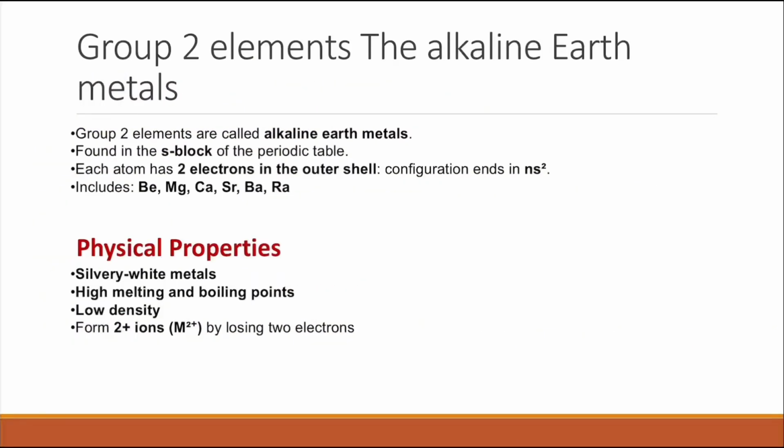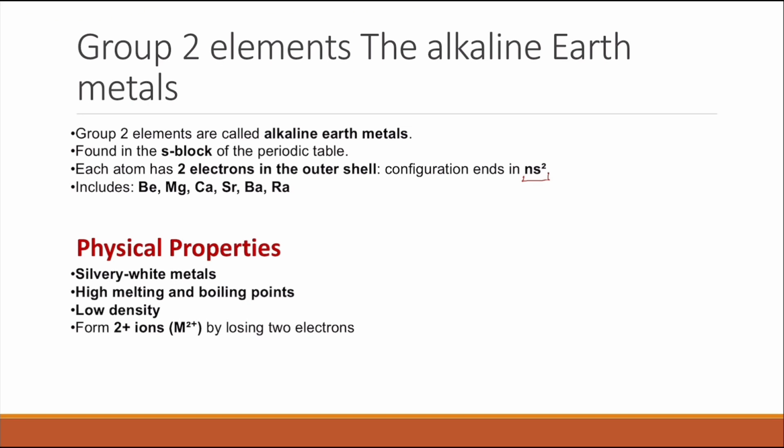storage and transport. Group 2 elements, or alkaline earth metals, are s-block elements in the periodic table, and they all have a configuration ending with ns2, where n is the number of the period. That includes elements from beryllium to radium.